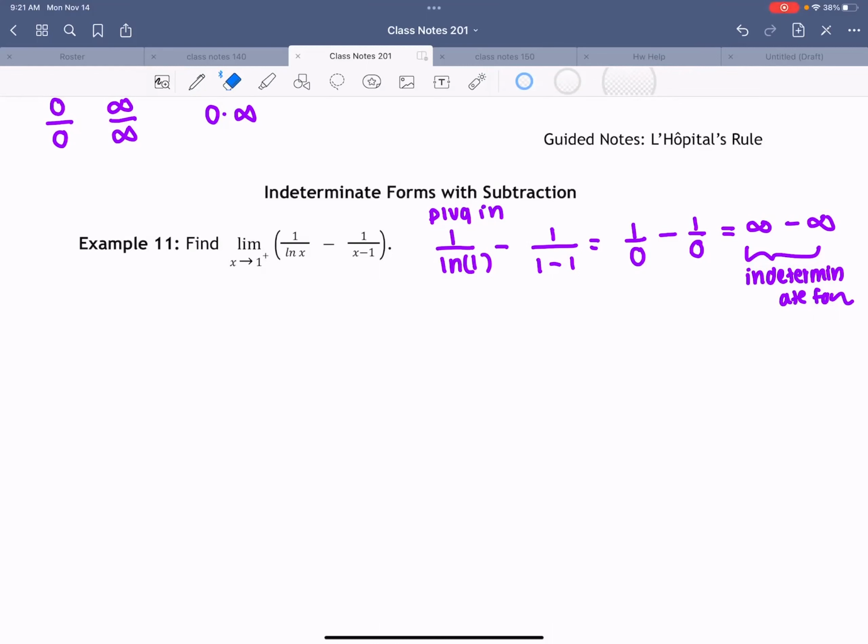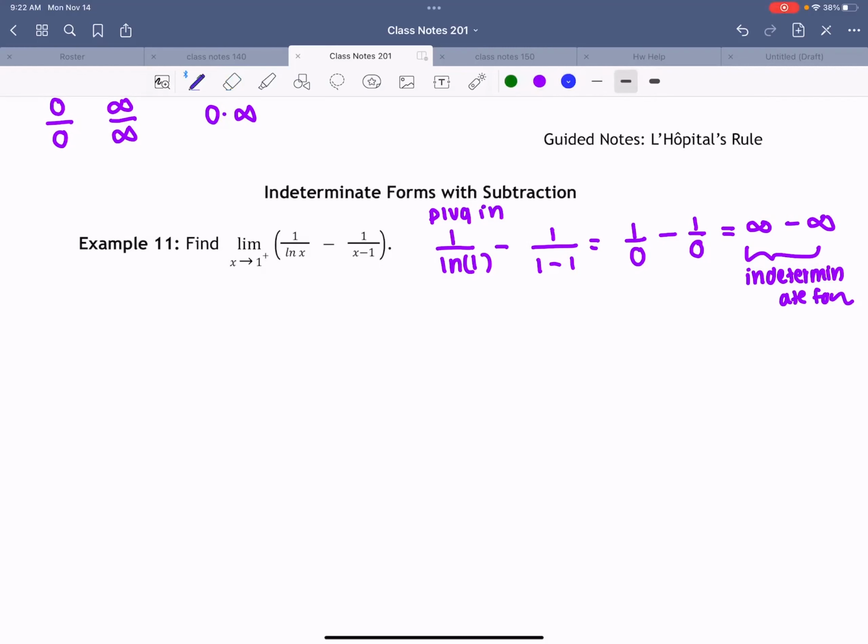Good. The derivative wouldn't help us this time because L'Hopital's rule only works when we have one big fraction. So if we find a common denominator, we can make it into a big fraction, right? What do you think our common denominator is going to be?